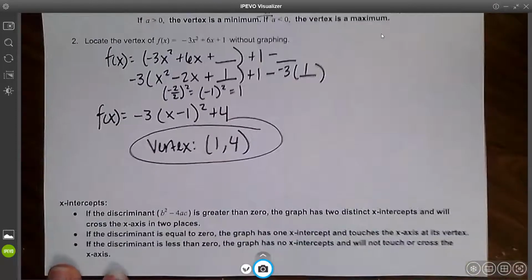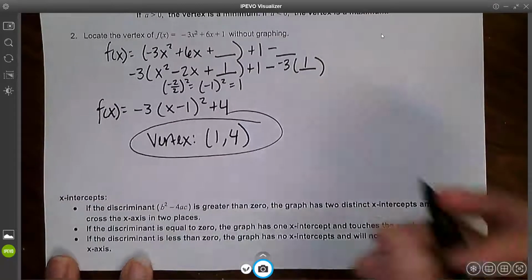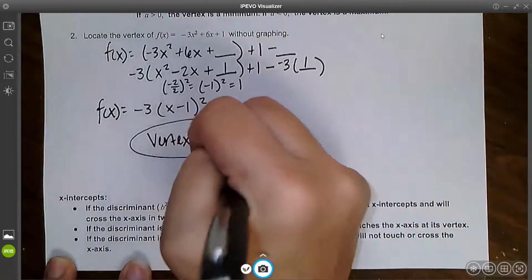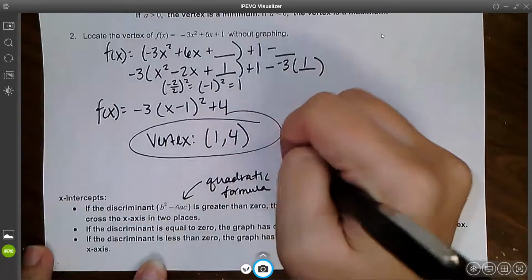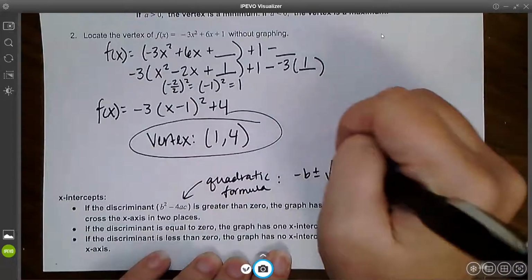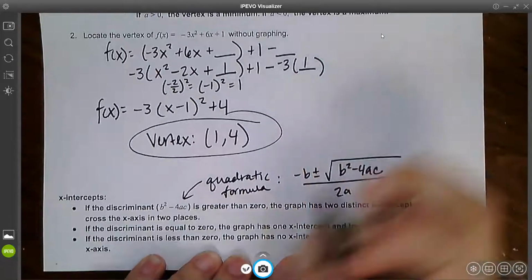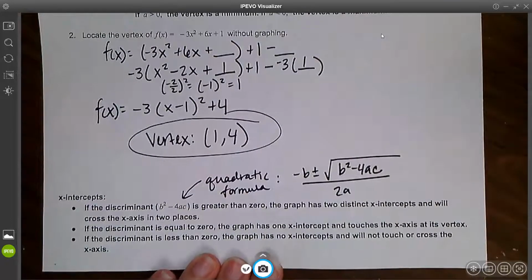Your x-intercepts, so when it's asking you to find your x-intercepts, if the discriminant, so remember the quadratic formula? Quadratic formula is -b plus and minus the square root of b squared minus 4ac all over 2a. So that's where this comes from. The discriminant is what's underneath the radical in the quadratic formula. If the discriminant is greater than 0, then it's going to have two different x-intercepts. If it's equal to 0, then it has one where it touches. That would be multiplicity 2, which means it touches at that, and that's going to be your max or min. And then if it is less than 0, then you have no x-intercepts or non-real answers because you cannot take the square root of a negative number.